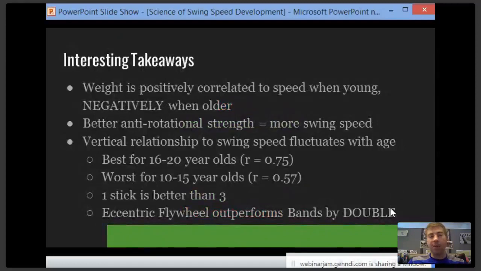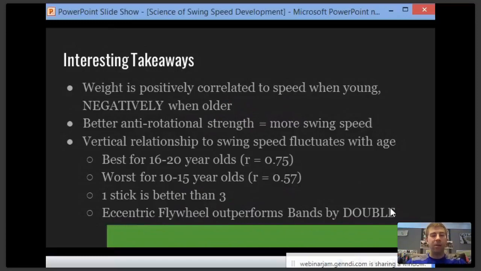So that was an extremely interesting takeaway that we found with that. Some other interesting takeaways through that research was that the heavier juniors are, generally the faster they're going to swing. But when you get older, the heavier you are, the slower you're going to swing. I think that's just typically the type of weight we're carrying when we get older is not necessarily good weight. When we're younger, that's probably more muscular weight. We did see that the better the anti-rotational strength is, the more swing speed. Think of that Kaiser test, the anti-rotational Kaiser test you all do during test week.